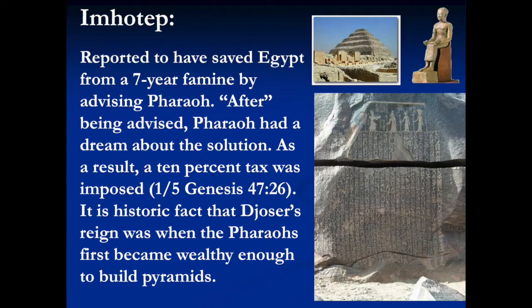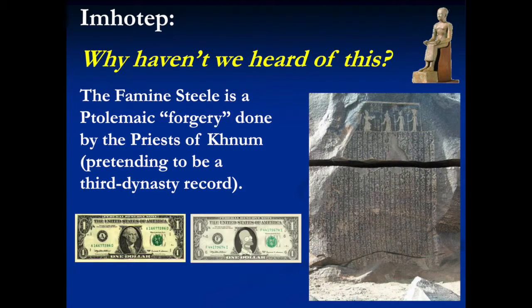It's a historic fact that Joseph's reign was when pharaohs first became wealthy enough to build pyramids. No huge burial monuments before Joseph. For the whole Old Kingdom following Imhotep and Joseph, they all had huge pyramids. Somehow they started getting money at this point. Next slide. Now, why don't we hear about this in history classes?